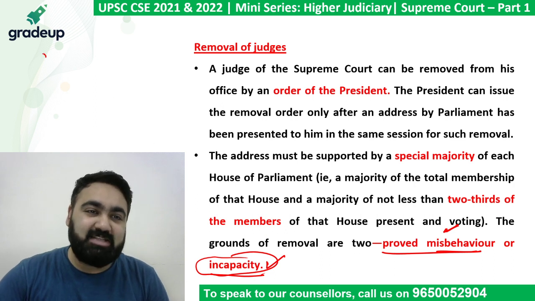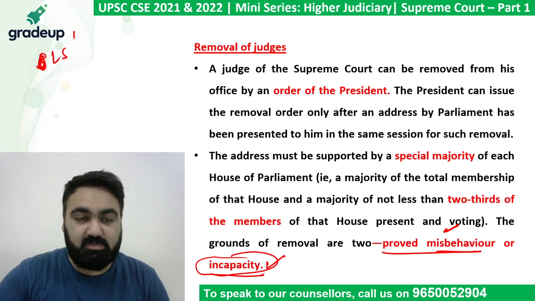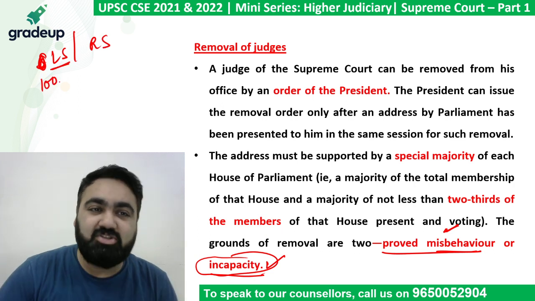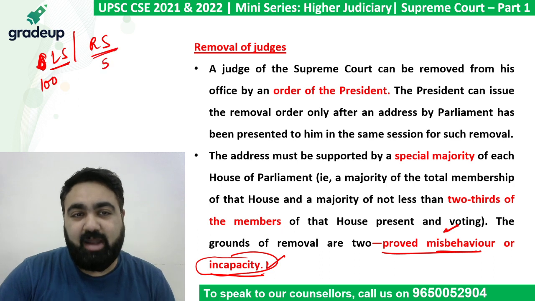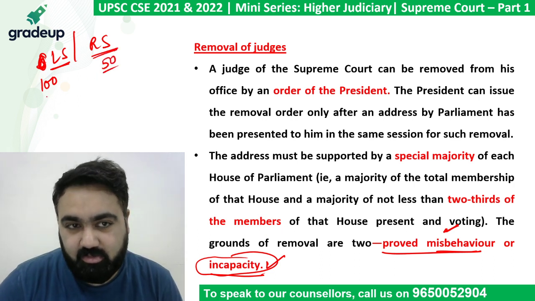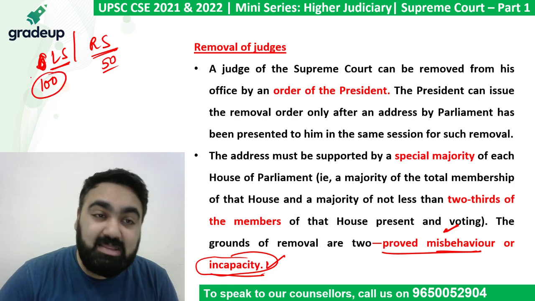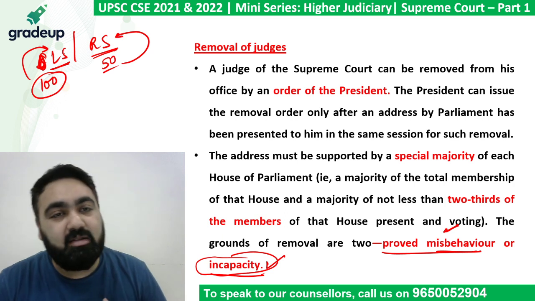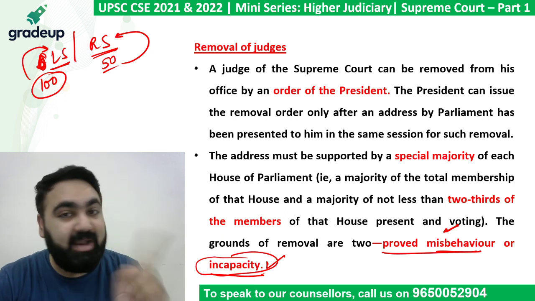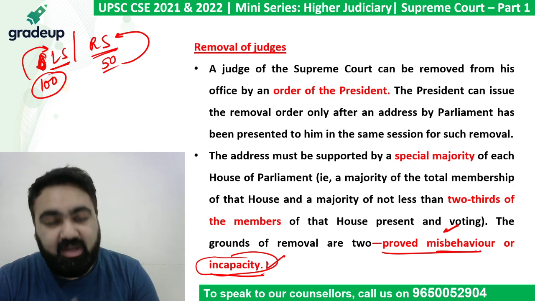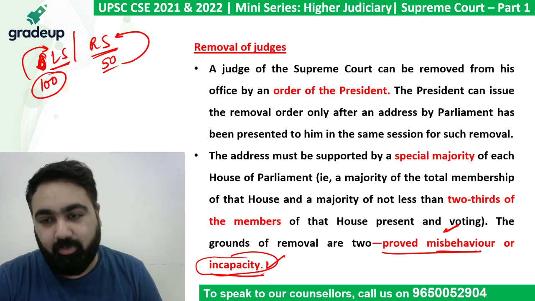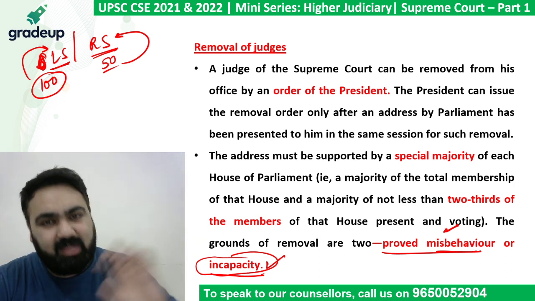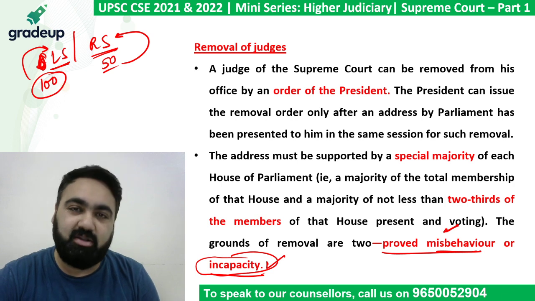The removal process can start either in the Lok Sabha or in the Rajya Sabha. If you have to start in the Lok Sabha, at least 100 members have to support it to start. In Rajya Sabha, at least 50 members have to support. After 100 members have supported, the Lok Sabha Speaker or the Rajya Sabha presiding officer will decide whether the process should start or not. It is not binding on them, remember. So even if 100 members in the Lok Sabha say, yes, we want to remove the Supreme Court judge, even after that, the Lok Sabha Speaker will decide to start the proceeding or not to start the proceeding.